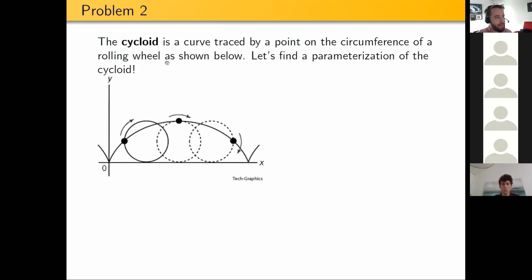The cycloid ends up having this really interesting shape. It's not quite a semicircle, though it kind of looks like it, where it traces out this curve, and then it has this sharp point, and then it continues, right? So we could ask the question, how can we parameterize this?